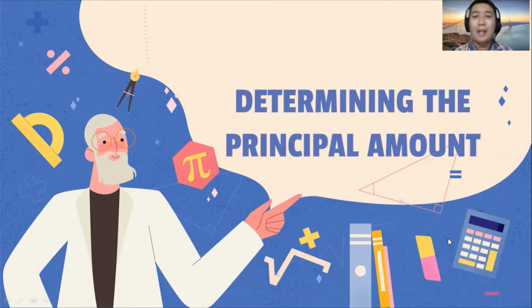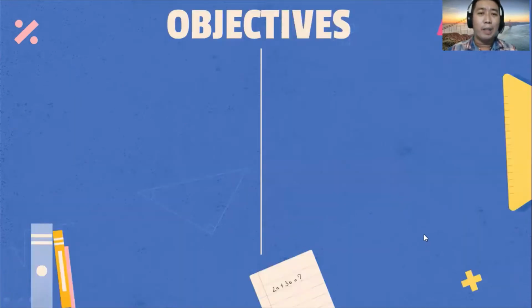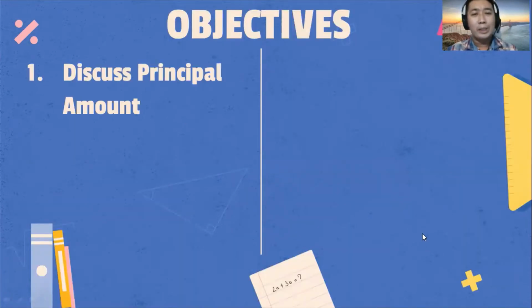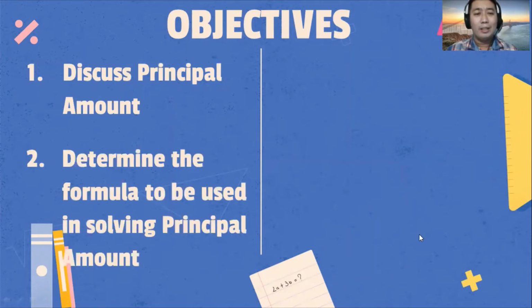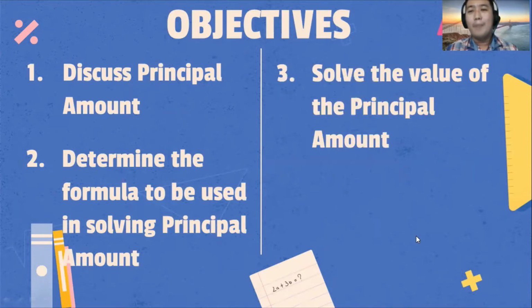For today, we are going to determine the principal amount of a given simple interest problem. What are the objectives of this topic or lesson? Number one, discuss principal amount. Number two, determine the formula to be used in solving principal amount. And number three, solve the value of the principal amount.